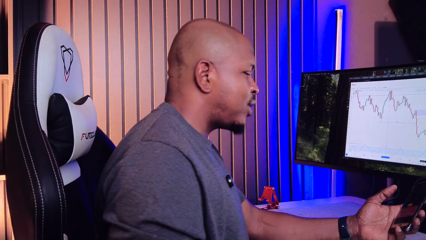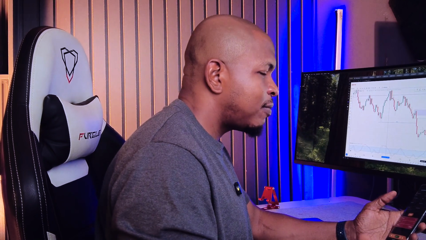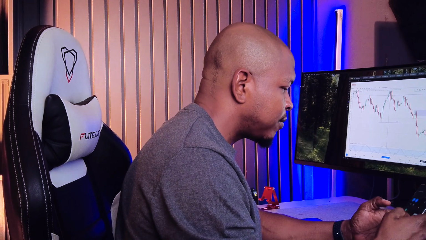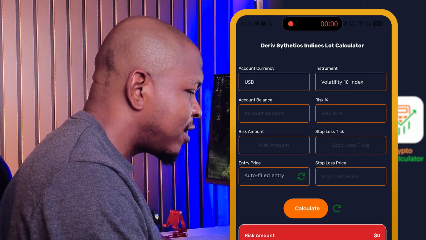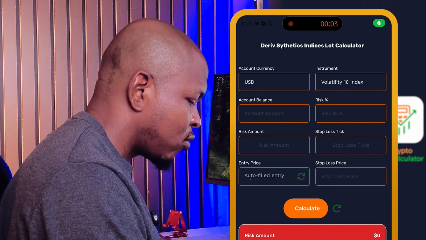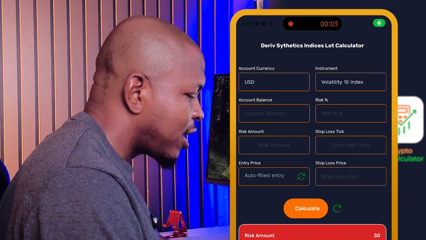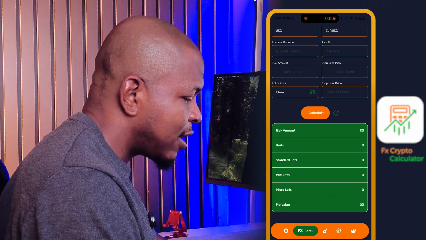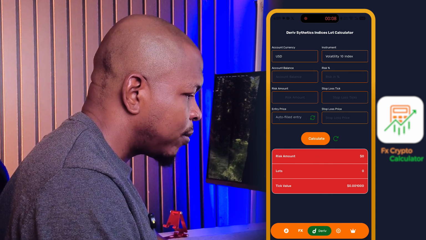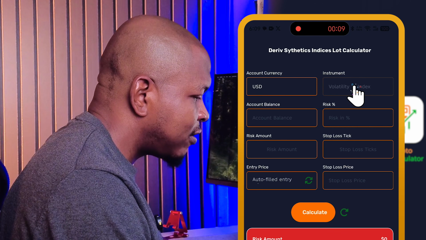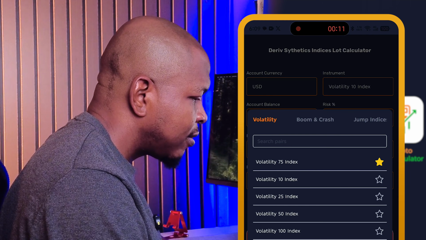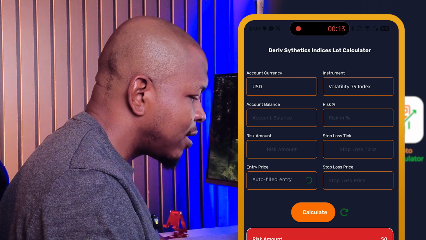So how do I place this trade? This is very important because this is where a lot of people get it wrong. I'll be using the FS Crypto Calculator. So this is it. You can get it from the Play Store and the App Store. Once you have it, you can calculate crypto, Forex, and Deriv here. So what I would do is to select V75, because that's what I'm trading. My account balance is $400.